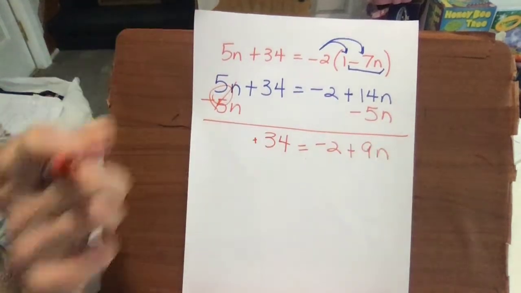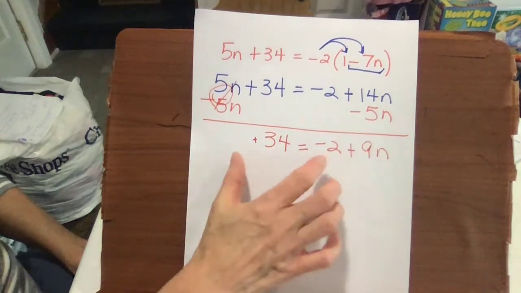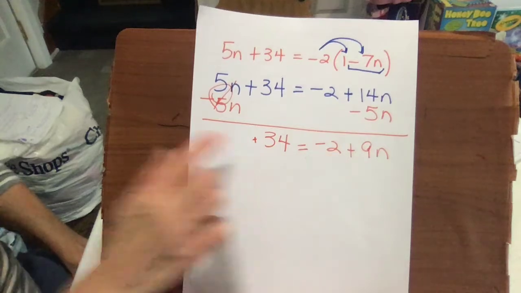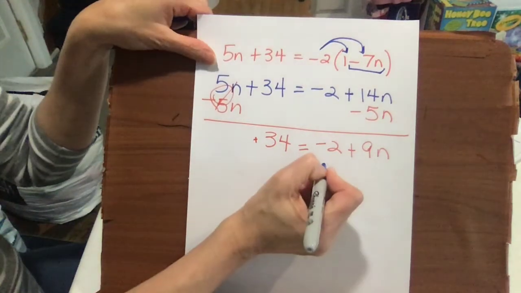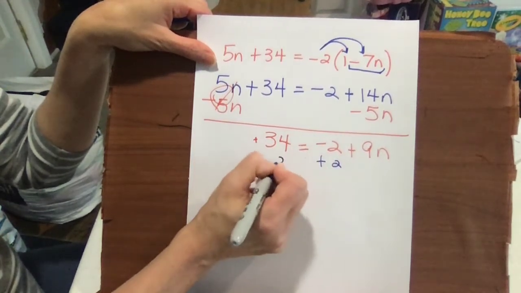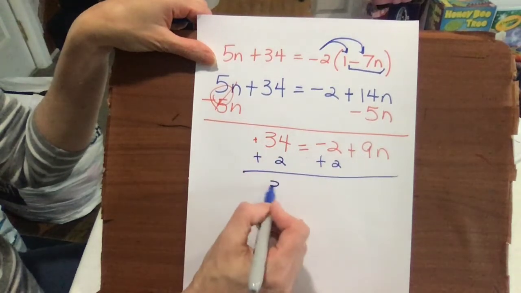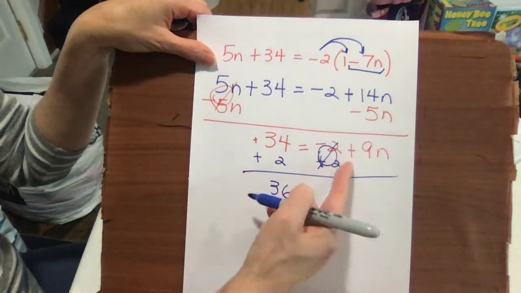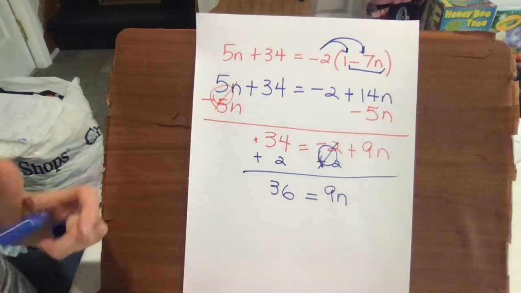and n. So now you can see all my variables are together on the right-hand side, and I got some numbers on the left, some on the right, so I got to bring my numbers from the right to the left. So I'm going to add 2, and that's because that's a negative 2, so we do the opposite. 34 plus 2 is 36. Negative 2 plus 2 is 0. Positive 9 comes down with the n.